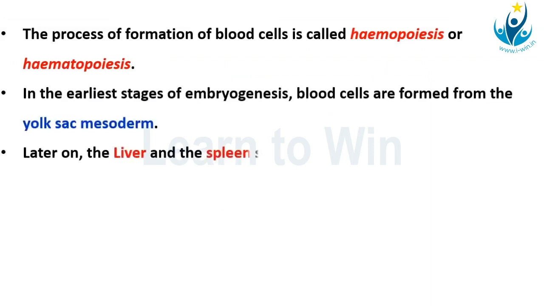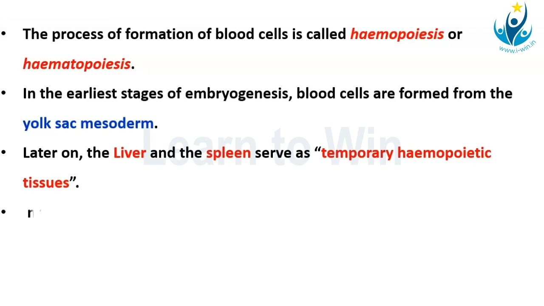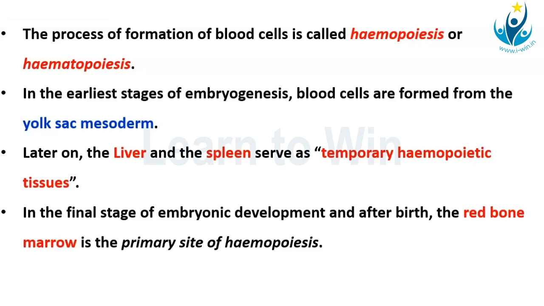In the early stages of embryogenesis, blood cells are formed in the yolk sac. Later, liver and spleen take over, which is temporary. First, it is the yolk sac. Then till the 5th month of gestation, liver and spleen will take over. But later on, in the final stages of gestation, that is from the 6th month of gestation to your whole life, it is the red part of the bone marrow that takes over.